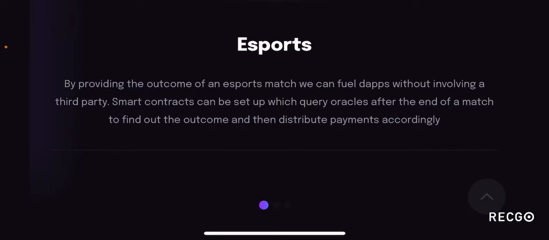So again, they're basically going a little bit deeper into how their esports mechanisms work. So basically, all they're trying to say is they can use their technology to fuel dApps without involving a third-party service, again obviously in a decentralized manner. And smart contracts can basically be set up which query oracles after the end of the match. So again, which can accumulate all the information at the end of the match and thereby provide reliable payments or any form of information in a reliable way, right?